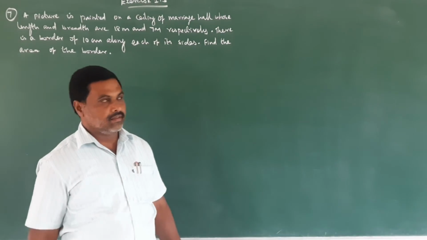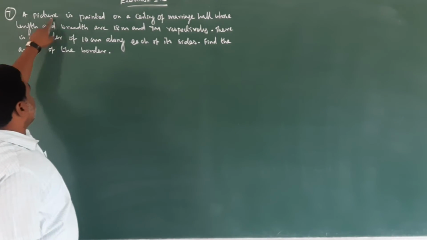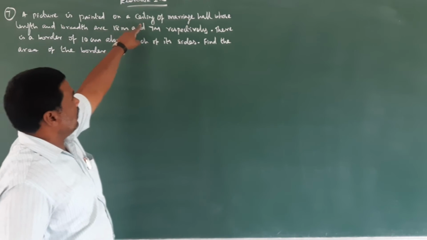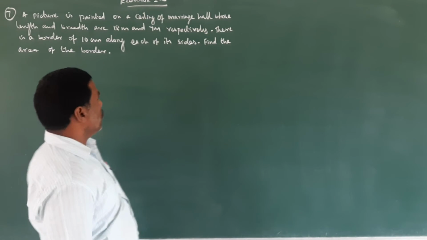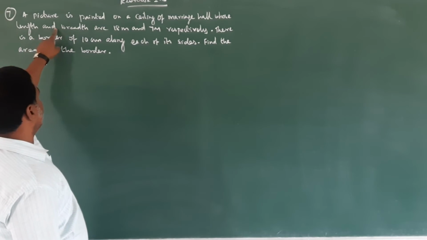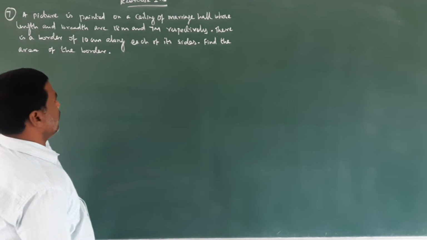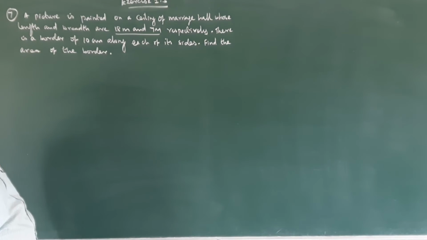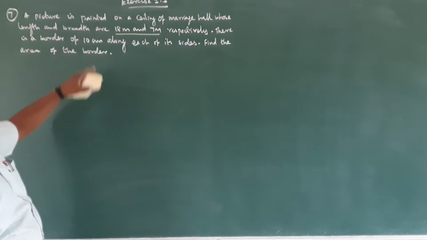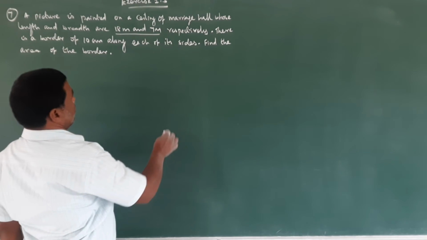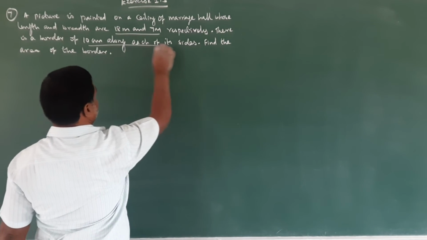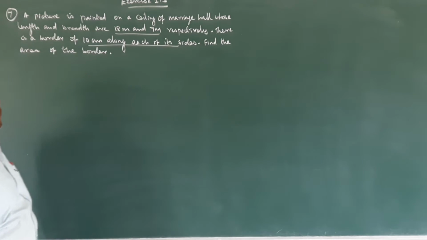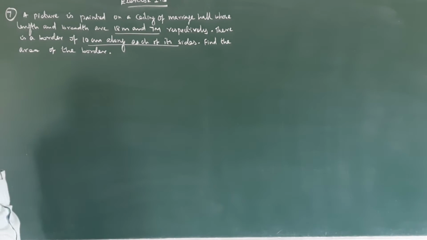Question number 7. A picture is painted on the ceiling of a marriage hall whose length and breadth are 18 meter and 7 meter respectively. There is a border of 10 centimeter along each of its sides. Find the area of the border.